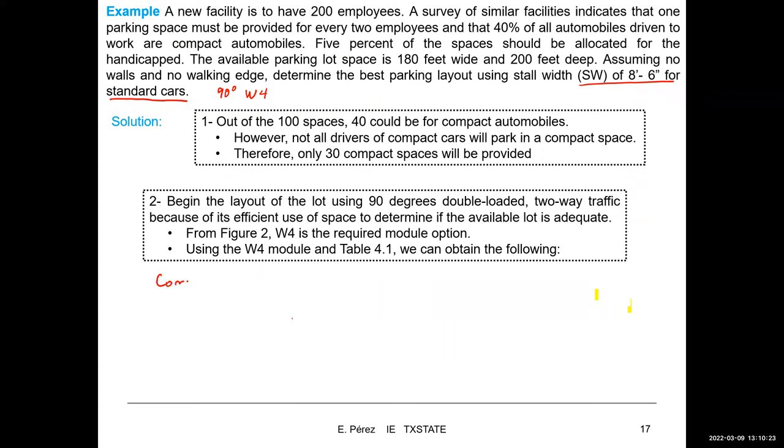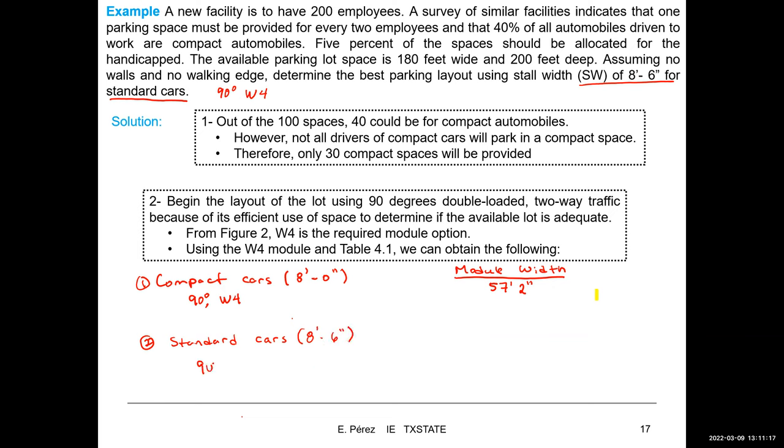So I have compact cars. We have 8 feet, 0 inches. The module width is 57 feet with 2 inches. And for standard cars, and this is for 90 degrees W4, eight feet with 6 inches, 90 degrees and W4, we have 66 feet with 0 inches. So that's the module width that we're gonna use.